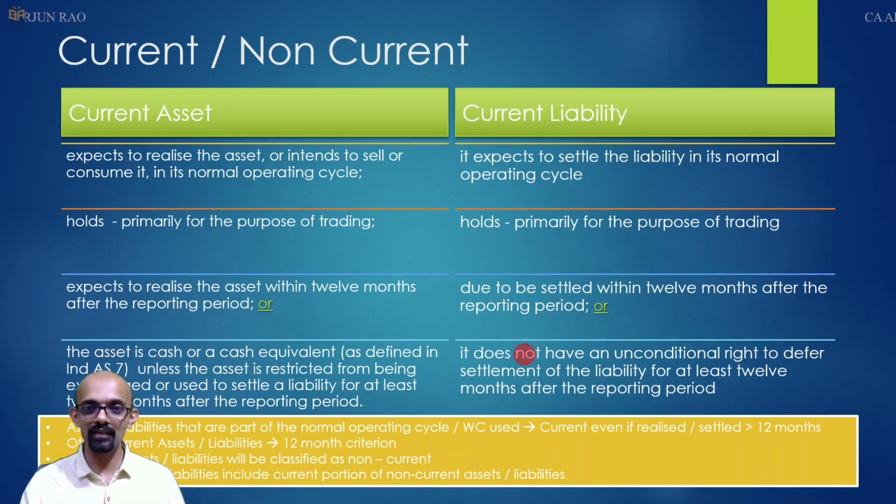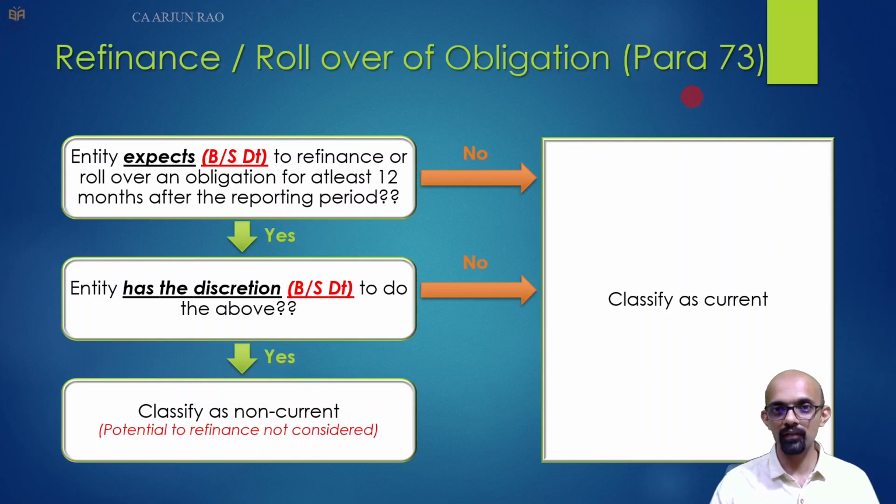If it does not have, then it is current. That means if the entity is not able to postpone the settlement of the liability by at least 12 months, if it is not able to postpone, that means it is current. It has to pay immediately, right, within 12 months. So that is the meaning, right? So this principle is further elaborated in para 73.